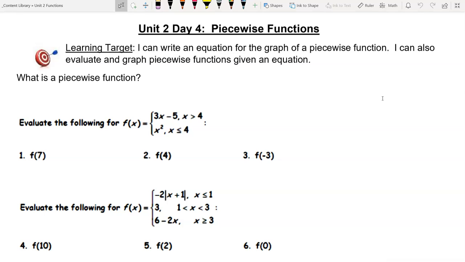But today's learning target, I can write an equation. Nope, we're not doing that actually. That'll be on Monday. This one, I can evaluate functions given an equation. Okay, so what is a piecewise function?